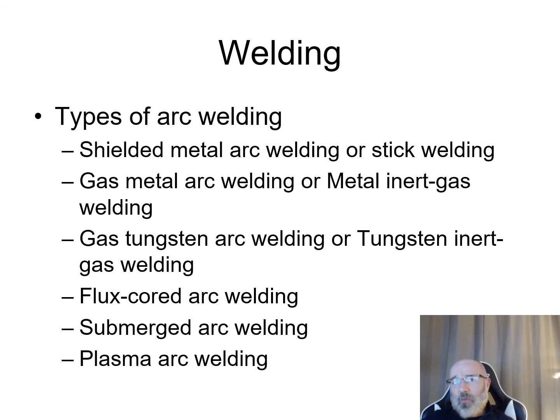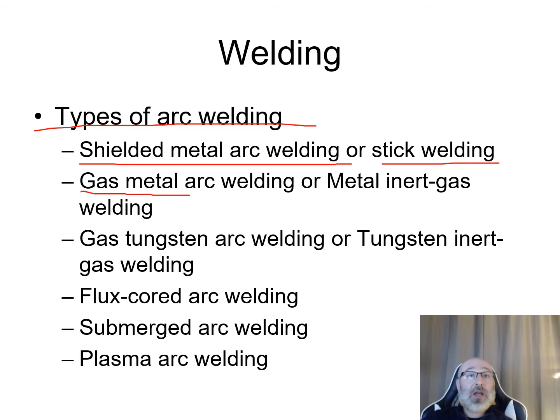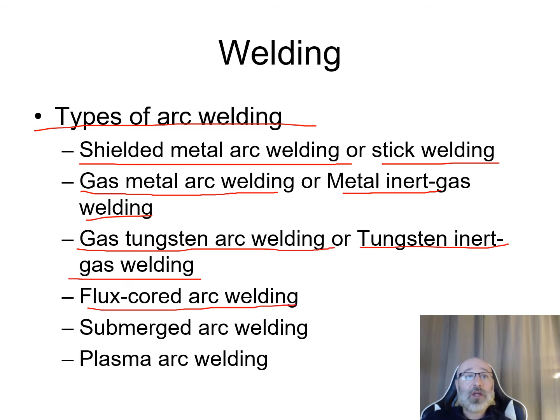So that was an example of one type of arc welding. There are other types of arc welding we can look at here. We have shielded metal arc welding, which is also known as stick welding. We have gas metal arc welding, or metal inert gas welding, or MIG welding. You have gas tungsten arc welding, or TIG welding for short. Then you have your flux core arc welding, submerged arc welding, and plasma arc welding.